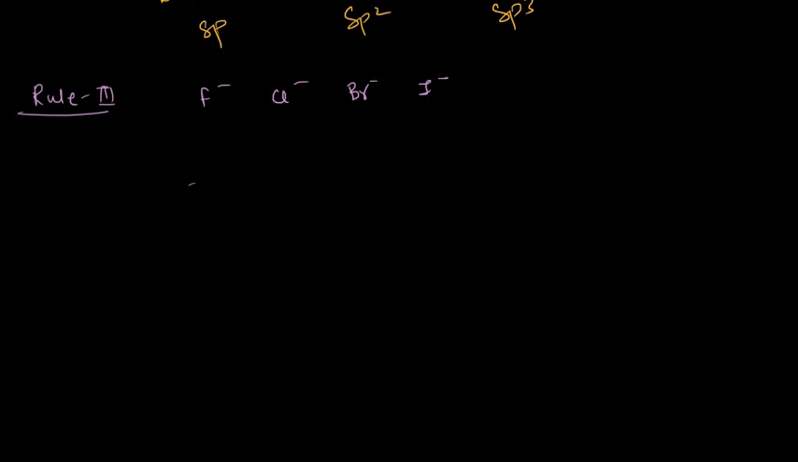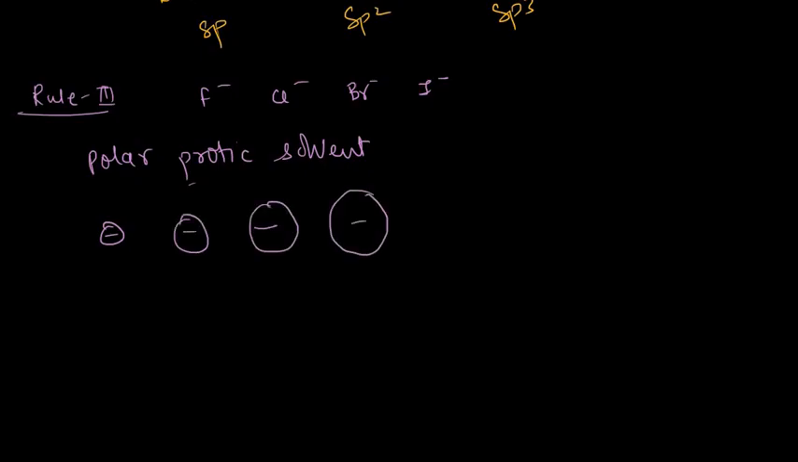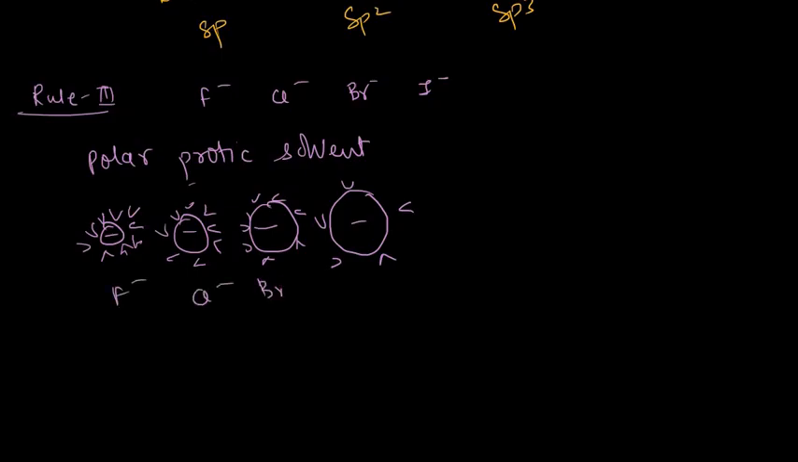We know that a polar protic solvent can dissolve both cation and anion. So when we have an anion, fluorine, chlorine, bromine, and iodine, which have a small size, it will be solvated by the water molecule, which is polar protic. It will be very highly solvated by water due to its small size. So in the order fluorine, chlorine, bromine, and iodine, iodine is less solvated.